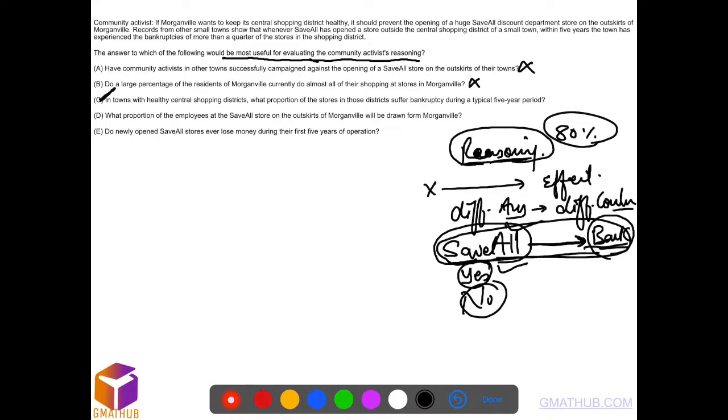What proportion of the employees at the Save All stores will be drawn from Morganville? Again, it has no bearing on this reasoning. Do newly opened Save All stores ever lose money? Again, we are not talking about whether Save All stores lose money, or whether they could go bankrupt or not. So just write the reasoning in front of you so that you have this in front of you at all times. You might get confused by some option if you lose track of the reasoning. Let's see another question.